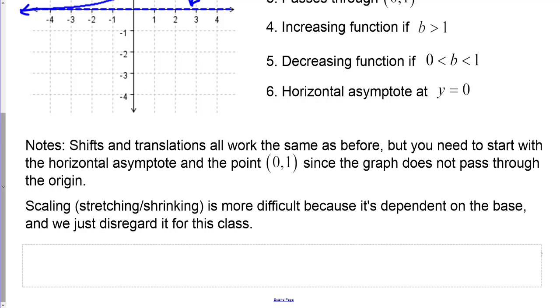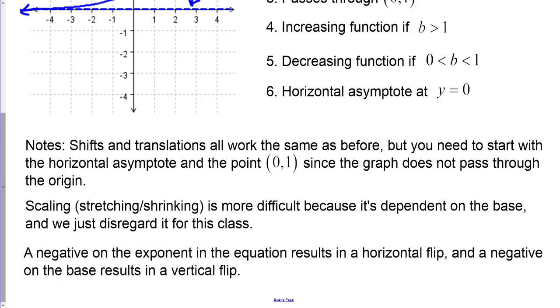So lastly, if you have a negative on the exponent in the equation, that's going to result in a horizontal flip, and a negative on the base results in a vertical flip. So it's going to flip your graph vertically. So let's look at a few examples.